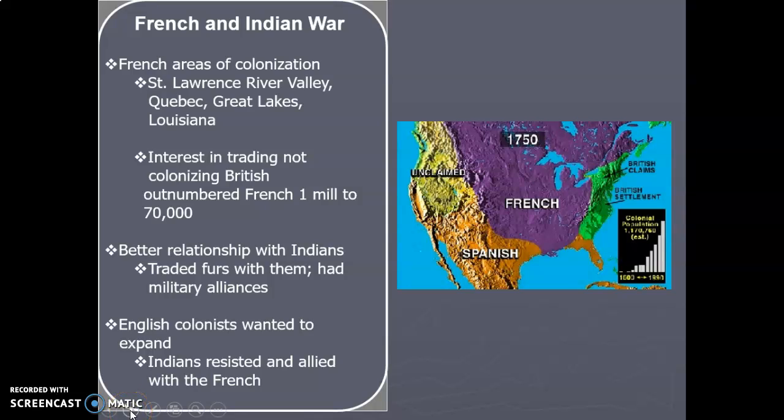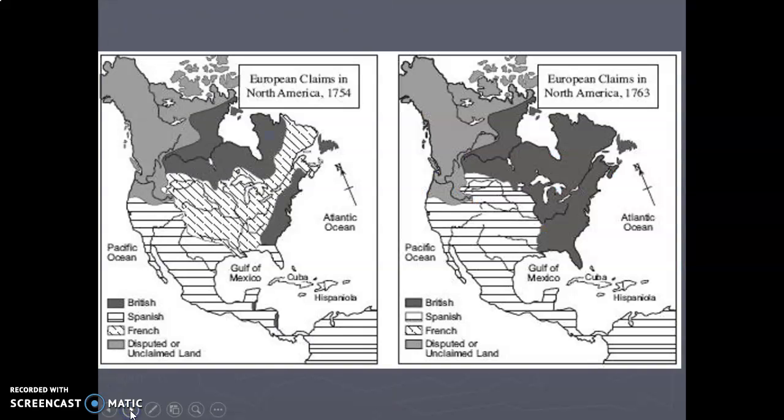And the military alliances, you might want to make note, they start military alliances as early as 1607, 1608. So when Jamestown was founded, the French were becoming friends with the natives and indeed signing military pacts with them. English colonies, of course, want to expand. They said that that little green area over there was too small for them. And the Indians, of course, resisted, and they allied themselves with the French.